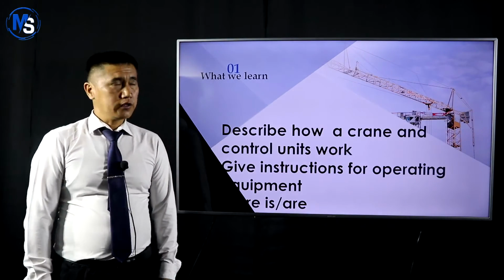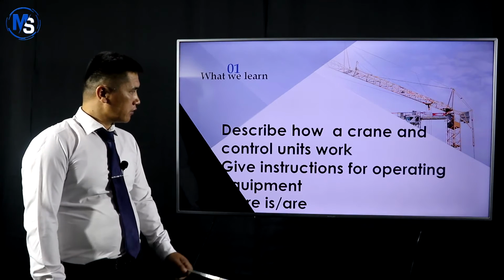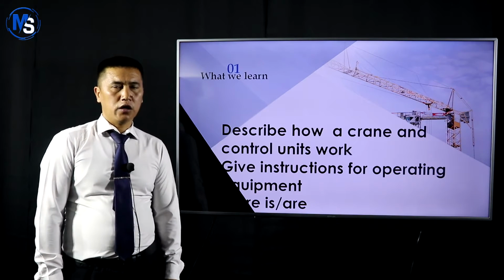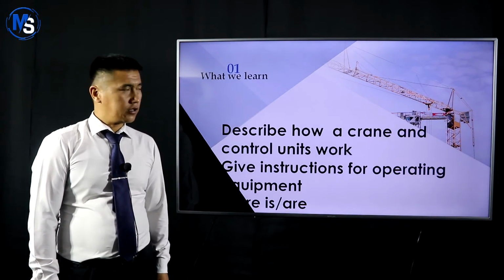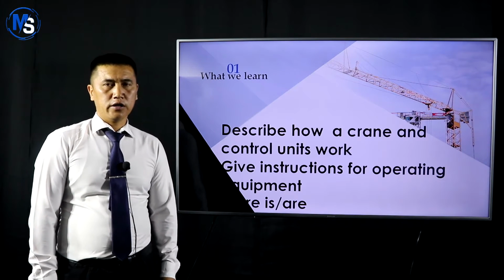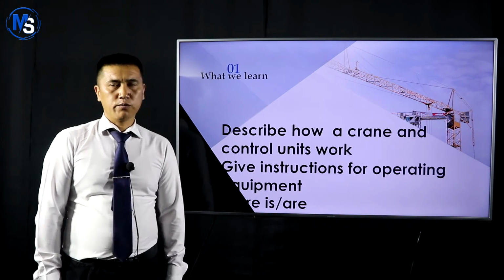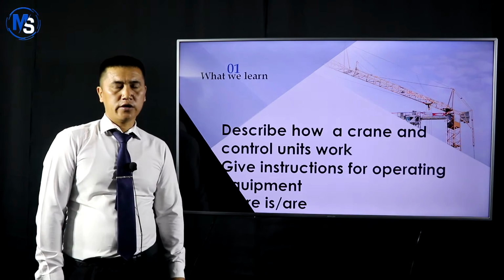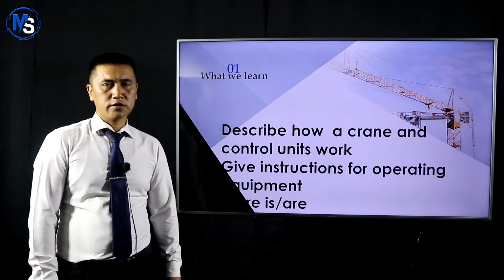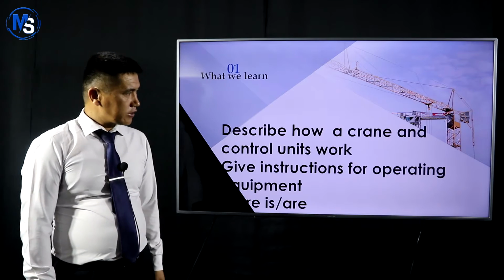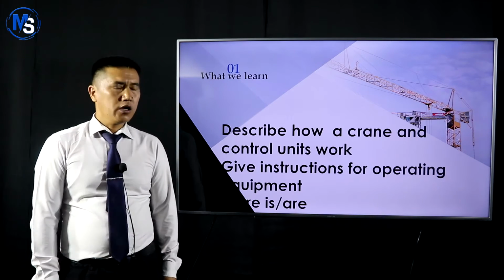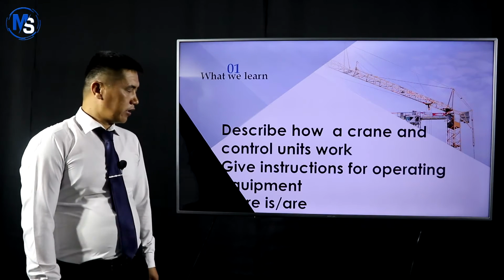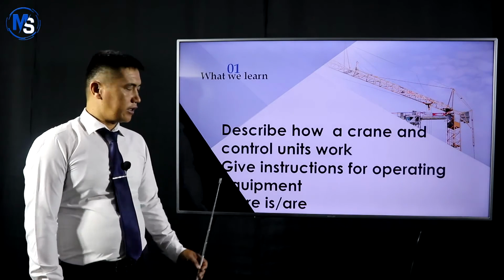Okay. Today's lesson, what we learn, the first step: describe how a crane and a control unit work. We will also learn in this lesson, in this slide, about the types of cranes and parts of cranes, how and where cranes are used on construction sites, and also give instructions for operating equipment. Additionally, today we have to learn the grammar construction, there is and there are.